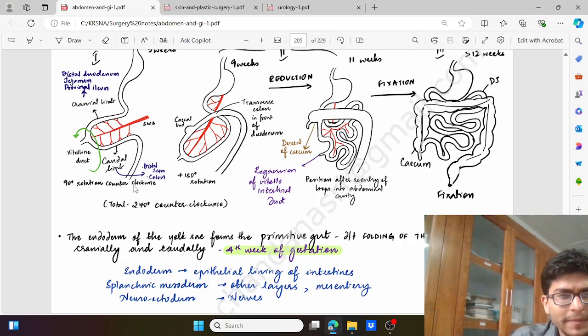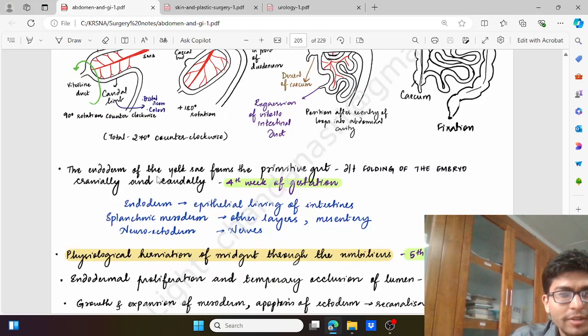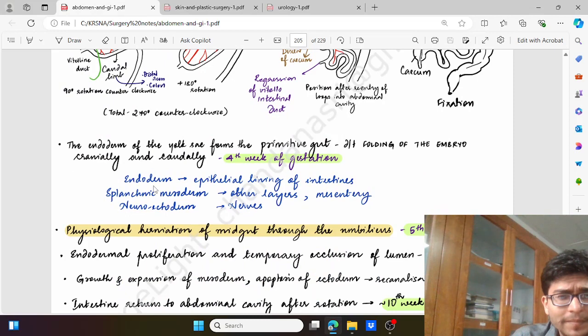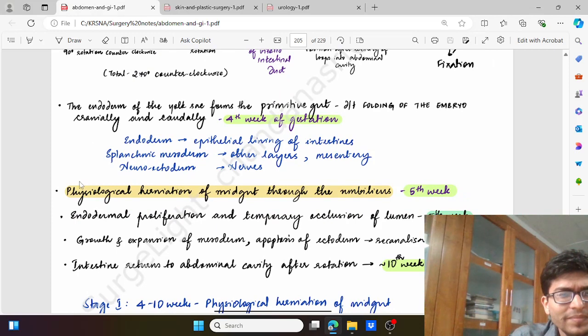This happens normally. The endoderm of the yolk sac forms the primitive gut, and due to folding of the embryo in the craniocaudal direction, this rotation occurs, starting from the 4th week of gestation up to the 12th week. The endoderm forms the epithelial lining of the intestine. The splanchnic mesoderm forms the other layers and the mesentery, and the neuroectoderm forms the nerves.